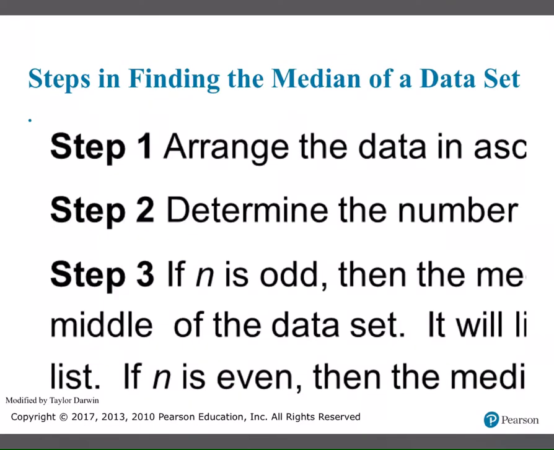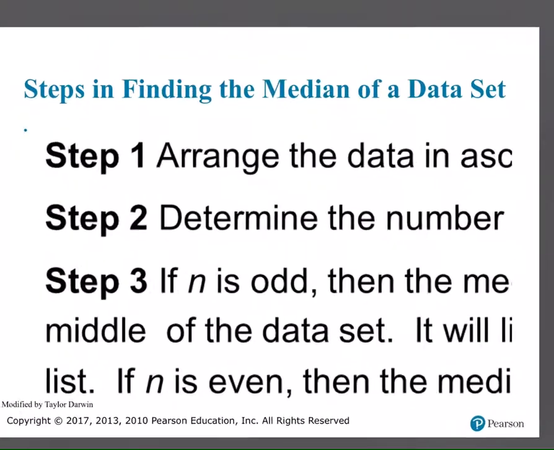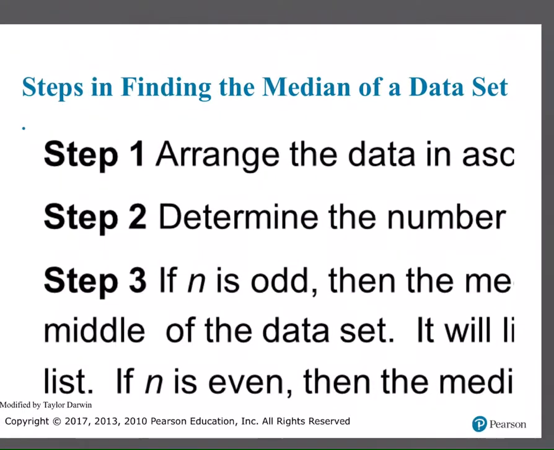I apologize, this slide did not download for some reason. I will read the steps to you and I'll explain it on the next slide as well. Step 1 is arrange it in ascending order, so from smallest to largest. And then step 2 is determine the sample size. And then step 3 basically says if our sample size is odd, then we'll have one perfect value in the middle, exactly one middle value. And if it's even, then we'll have two values and we just have to average them together.